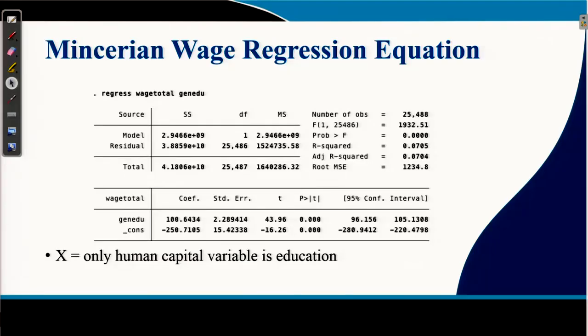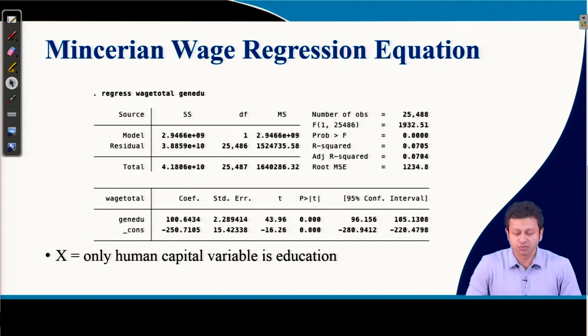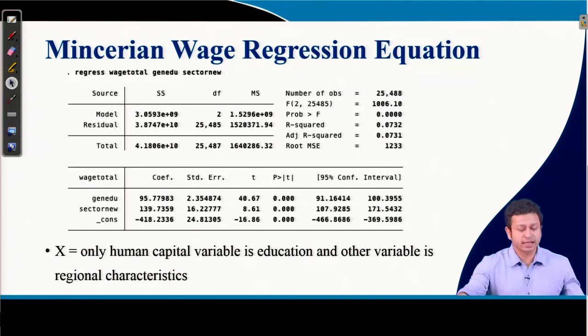So, let's first run a regression, and I actually have run the regression, so you have to trust me on this. I used national sample survey data where I took my dependent variable as wage and my independent variable as general education. And what I found is that my R square value is 0.0705, whereas my adjusted R square value is 0.0704.